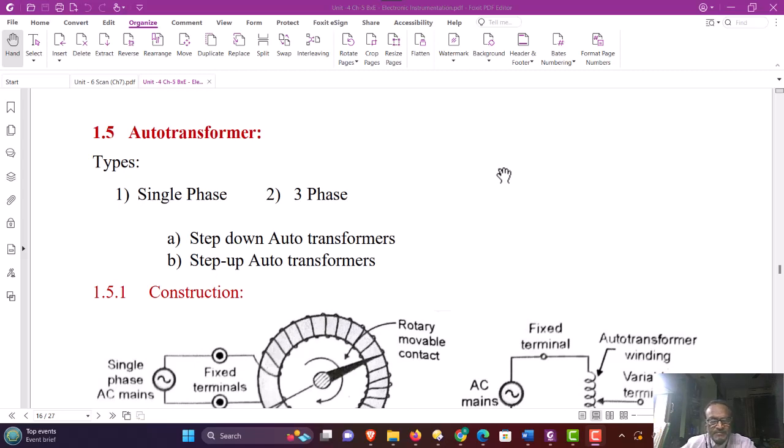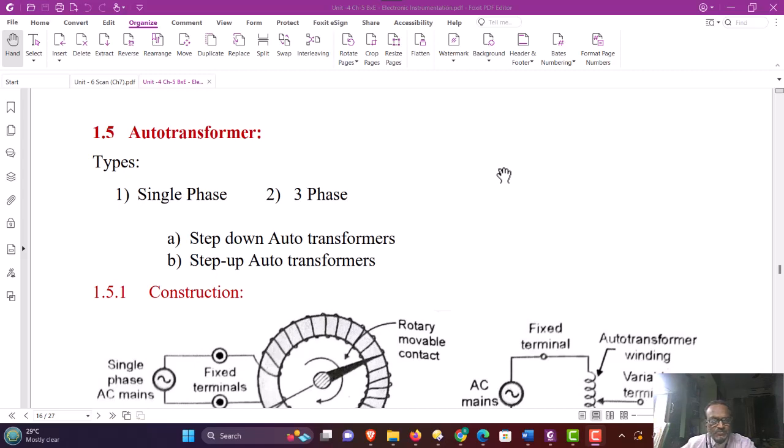For that purpose, a mechanical wiper arrangement is provided, by which we are able to change the number of output winding turns, so that the output voltage will be proportional to the number of turns of the secondary winding.